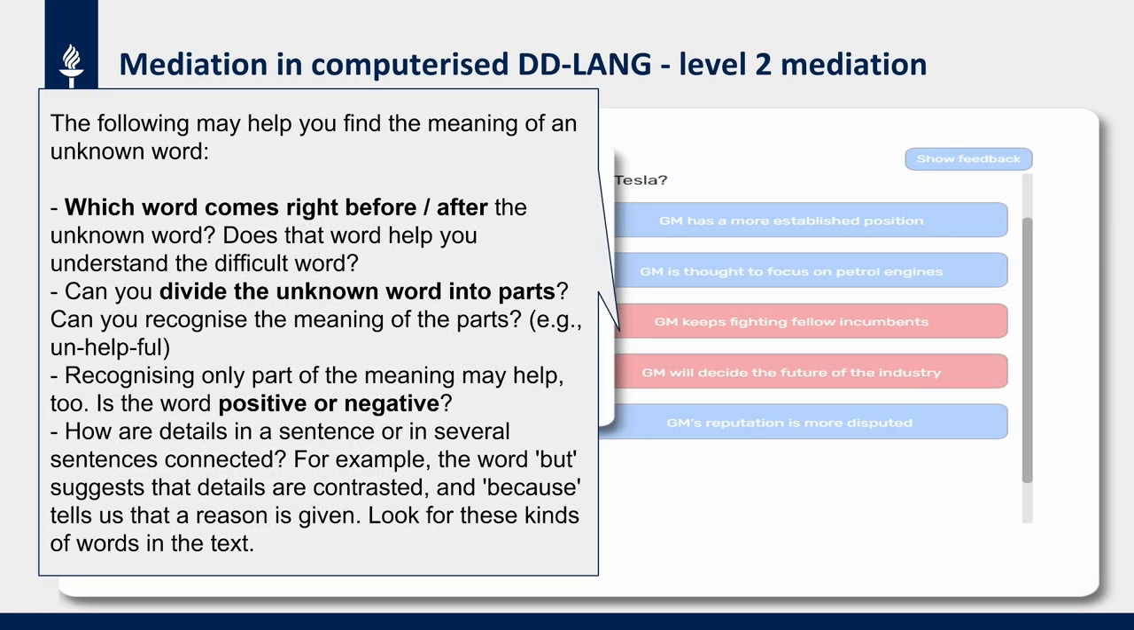If that doesn't help and you make another mistake, you get more detailed advice, which could come in a form of this. Also, these are draft versions, but I think we are moving towards that direction. So, for example, which word comes right before or after the unknown word? Look at that. Can you divide the word into parts? For example, if it's something that's divisible, like unhelpful, that might give you hints about the meaning. Is it a positive or negative word? Might lead you some way, and so on.